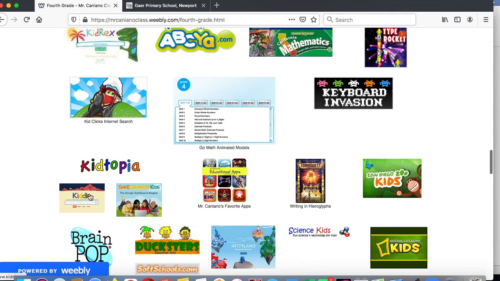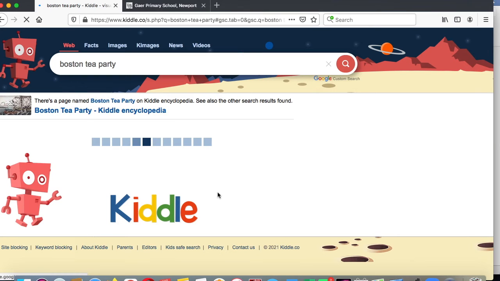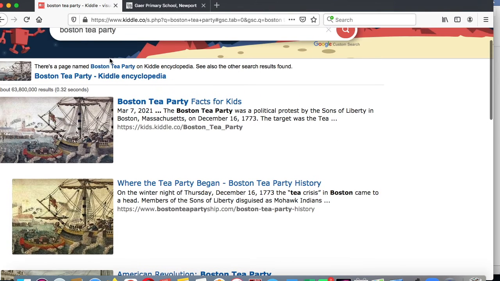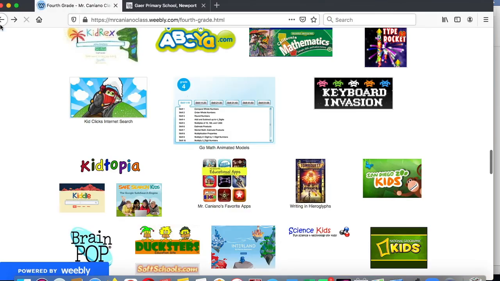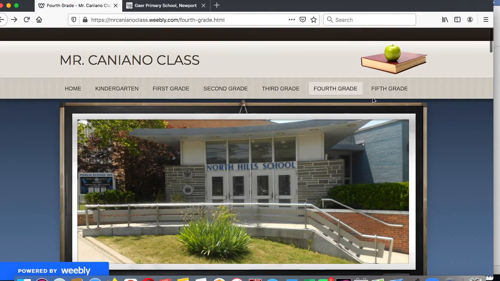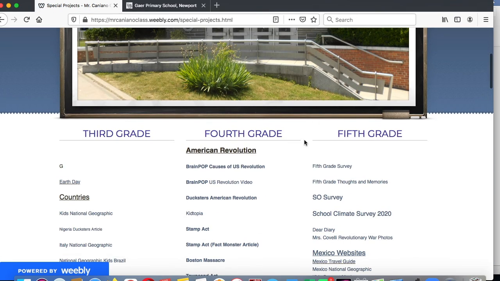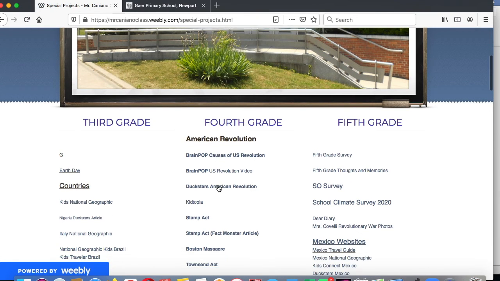So if I was on Kiddle, I could put in, what was the Boston Tea Party? I just put Boston Tea Party, and then I could get some results about the Boston Tea Party. That's one thing you could do. The other thing you could do, and I tried to make this easy for the children, is go under 5th grade, special projects. And now under the 4th grade here, we have many, many resources.